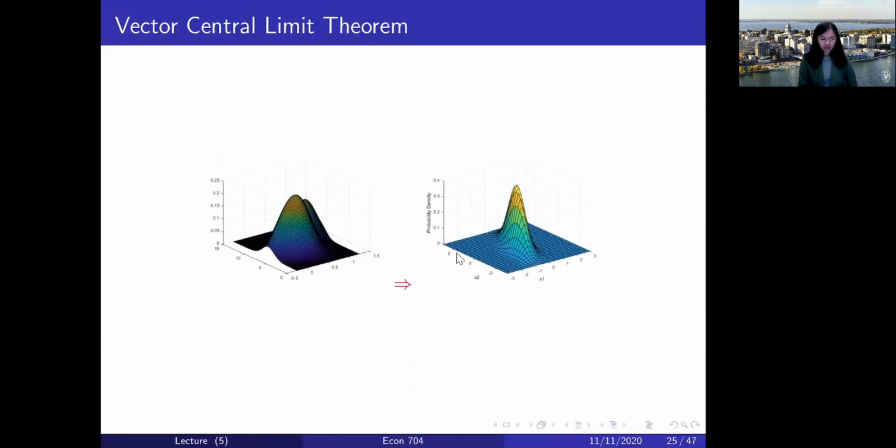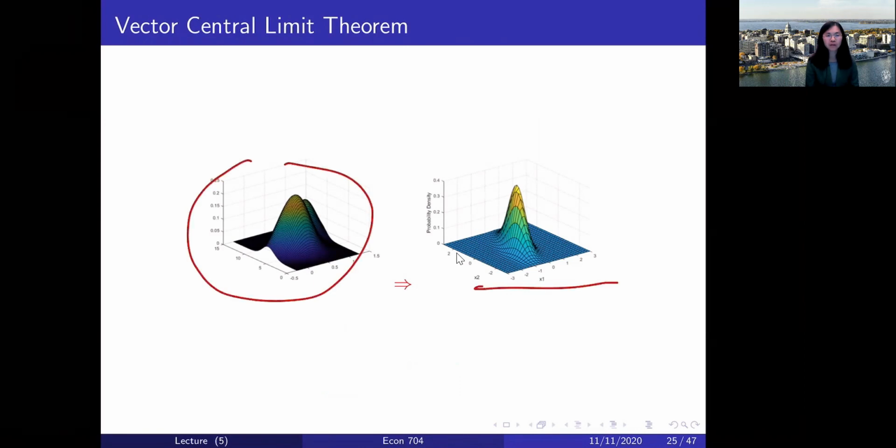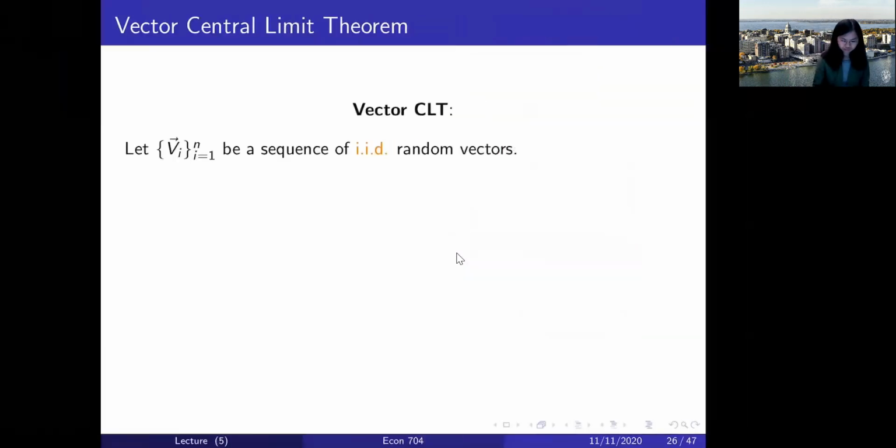All right, so now we are ready to introduce the vector central limit theorem. That is how you turn a non-normal random vector into a normal random vector by increasing the sample size. So what is the statement of the vector central limit theorem? We state the vector central limit theorem first.